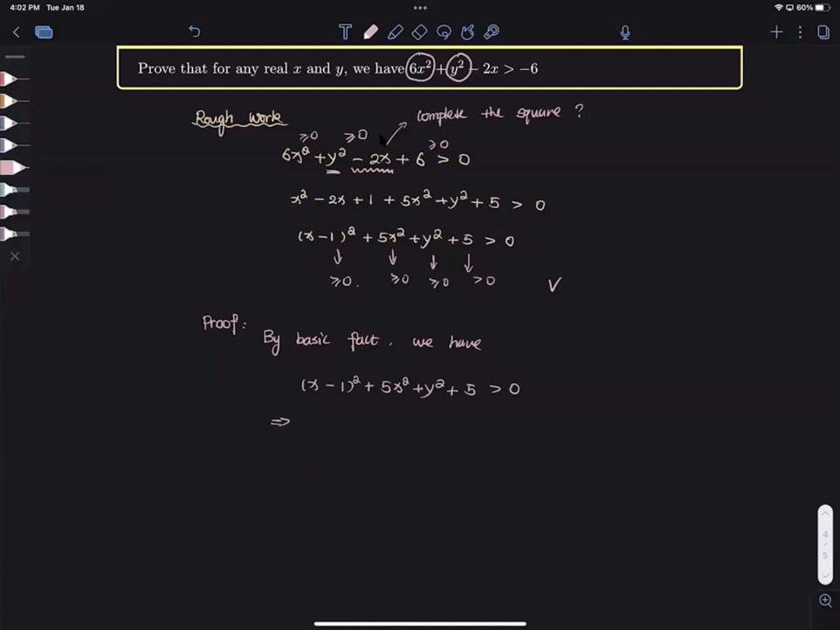We're going to open the brackets. So this implies x squared minus 2x plus 1 plus 5x squared plus y squared plus 5 is greater than 0. And you combine the terms. So you have 6x squared minus 2x plus 6 plus y squared is greater than 0. And you move the 6 to the other side, rearrange it, so you'll get what we have. And now you're done. So this is your proof. Do we have any question?